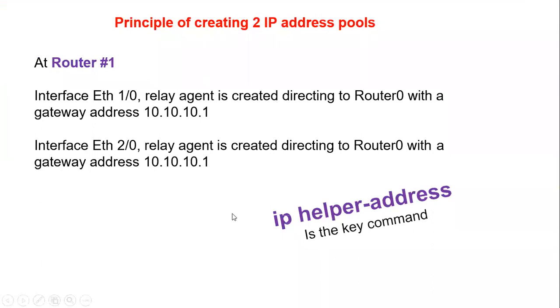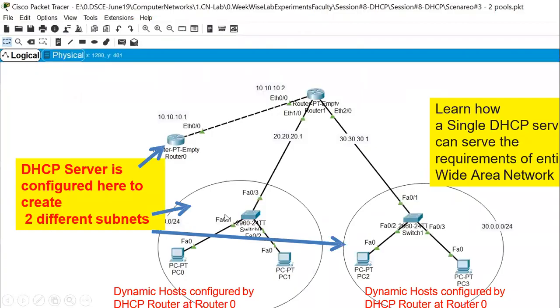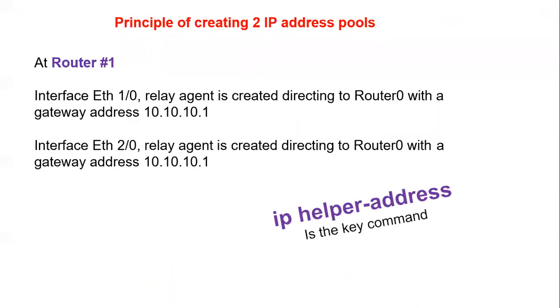Now at the second router, since this router is not configured as DHCP, it will act as a relay agent which is going to forward requests. So if any request comes for requesting an IP address, what should this router do? It should forward it. The command to forward that request is ip helper-address. This command will forward the DHCP request. Now where should it forward the request? It should forward to the router which is configured as DHCP. So what is the address of that router? 10.1.